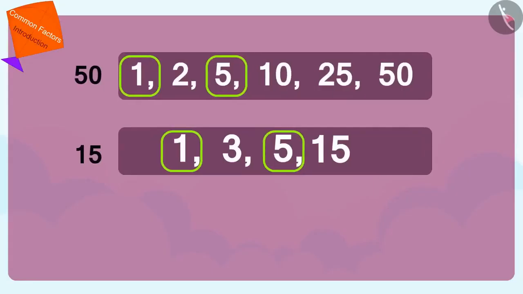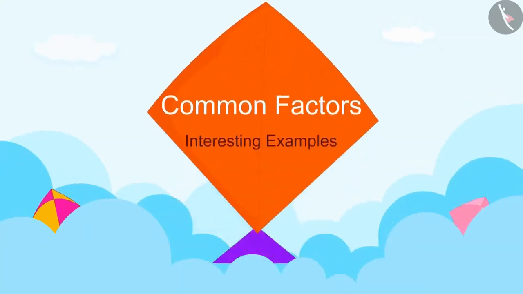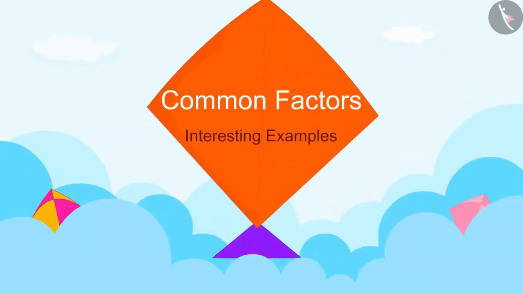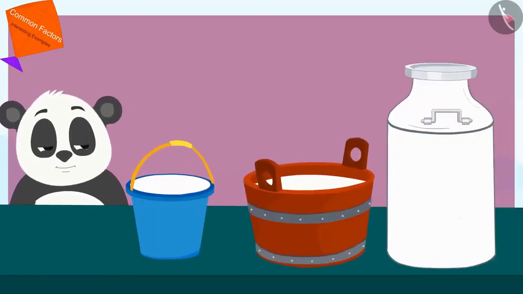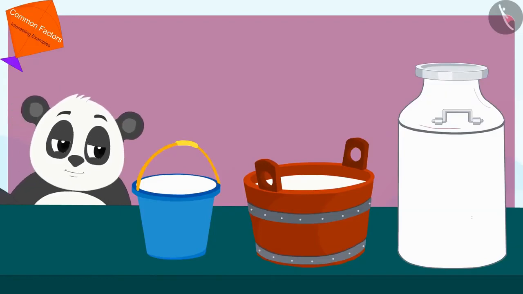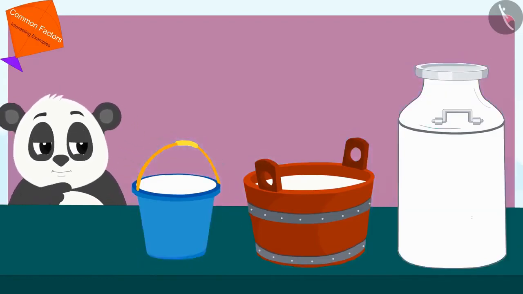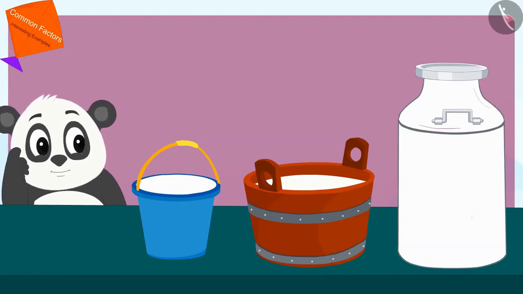Hello kids! In the previous video, we learned more about common factors. In this video, we will learn more about common factors by some interesting examples. Golu has 12, 18 and 24 liters of milk filled in different pots. But Golu doesn't remember which utensil has how many liters of milk.